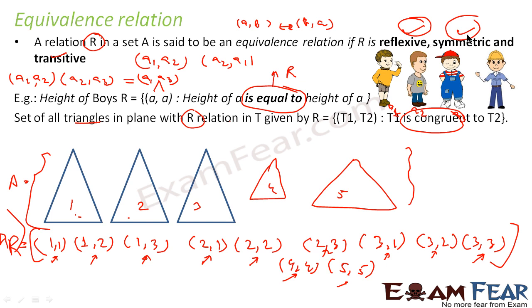Now we have to check whether it is transitive or not. For transitive, what we told is that if A and B exist and B and C exist, that implies A and C should exist. Or if you see here, A1 A2 exists, A2 A3 exists, that means A1 A3 should also be part of this relation.